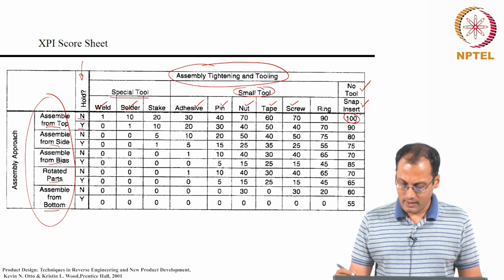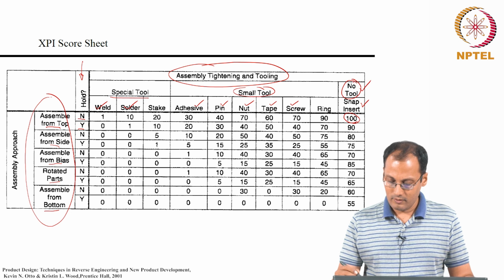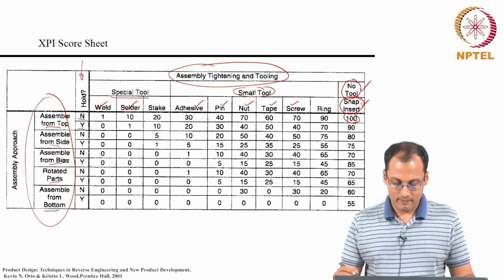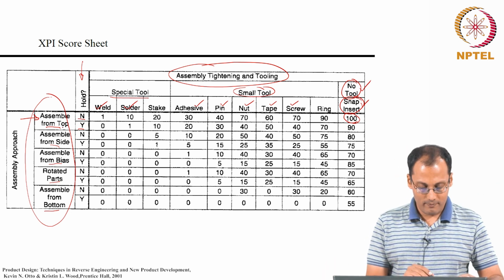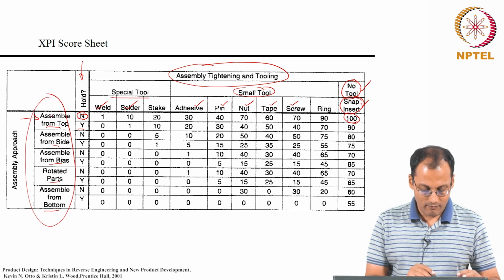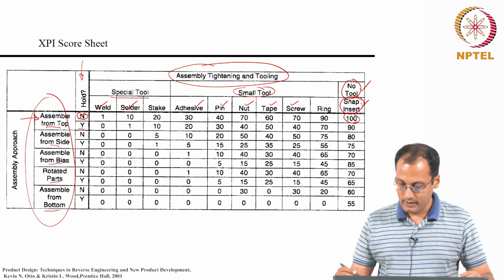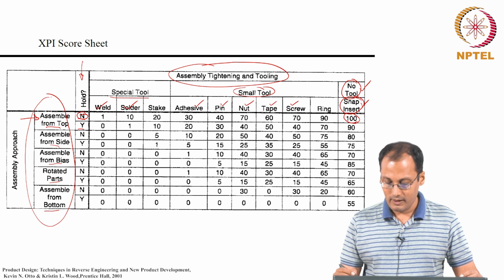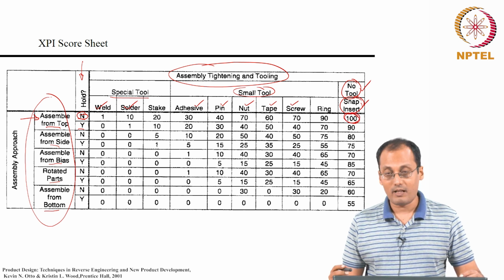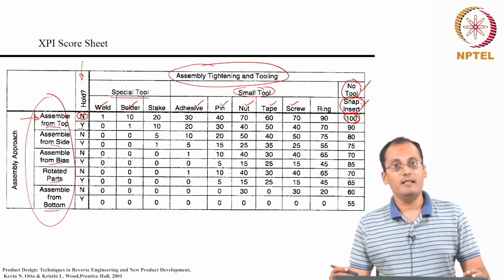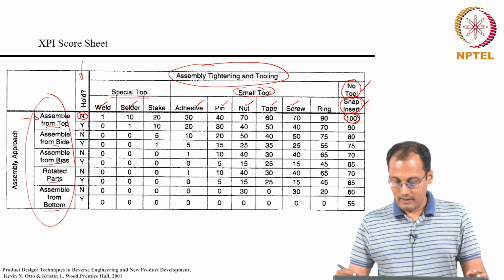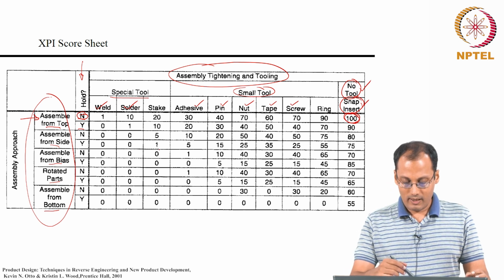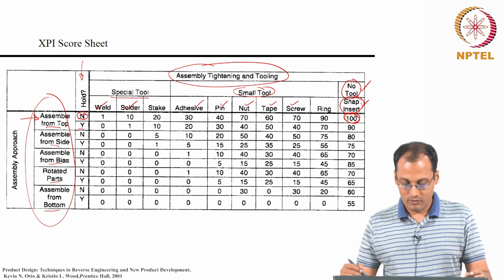difficulty. One can see that if I do not need any tool, that is I do a snap insert, and when I bring a part from top, assemble from top, and I do not need to hold. So, that means in the first row, and if I need to take the last column, that is I do not need any tool, I will get this number 100. So, this is the least difficult assembly operation, and the assembly score actually goes down all the way to 0.